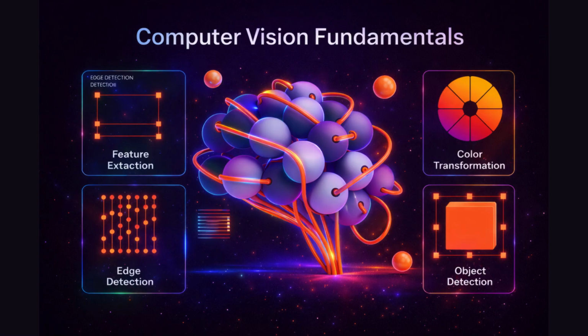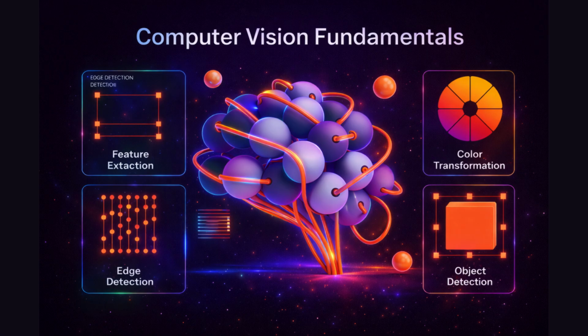Color transformation. Images are not just pixels, they are data. We convert color spaces to highlight useful information and reduce noise. So, only the important parts or important colors are taken into consideration, and noise, which is not useful, is ignored. And finally, object detection. This is where everything comes together. The system recognizes and locates real-world objects inside an image using all these techniques, like color transformation, feature extraction, and edge detection combined.